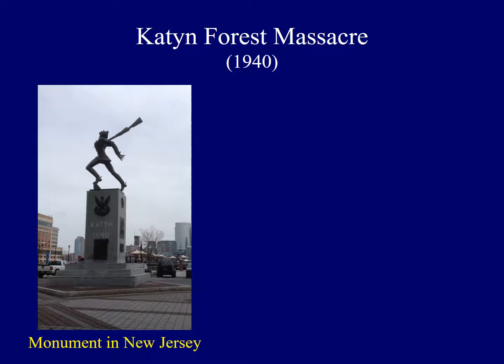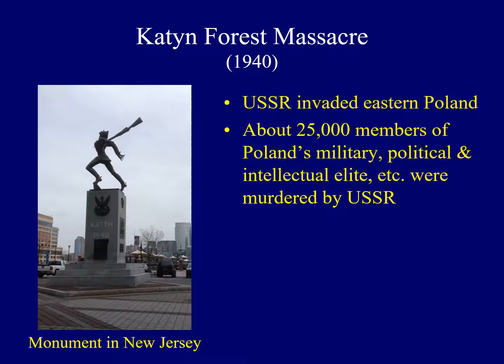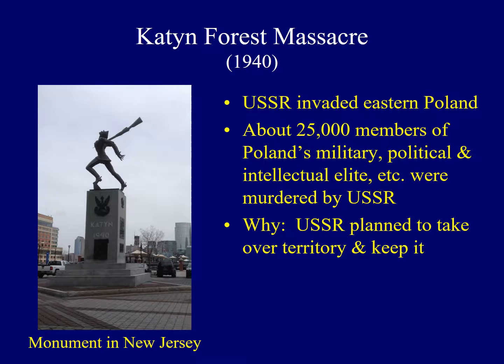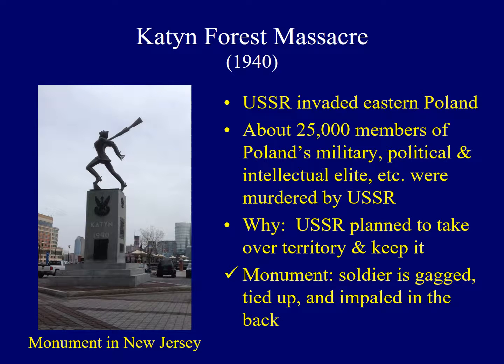Now, before I get into the specifics of the war, I did want to talk about an event called the Katyn Forest Massacre. After Germany invaded Poland, the Soviets followed. What they did was they went into different cities in Poland, and they took about 25,000 members of Poland's intelligentsia, members of the military, professors, teachers, things like that, and they murdered them. Why did they do this? Well, in the years after the war, the Soviets planned to take over that territory and keep it. When I was in New Jersey recently, I saw a monument to the Katyn Forest Massacre. It was actually pretty surprising to me that this monument would be in New Jersey, but there was a large Polish population there.